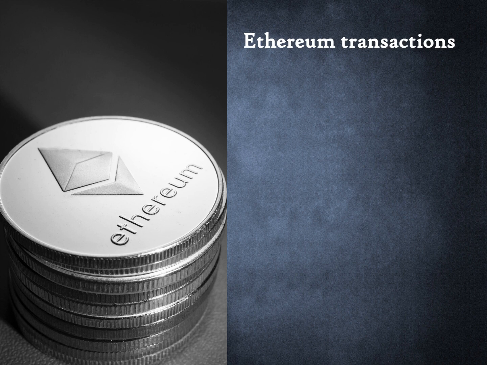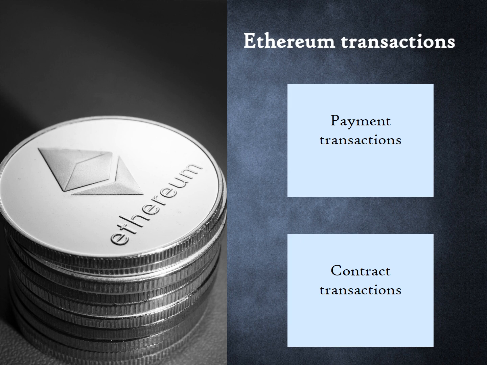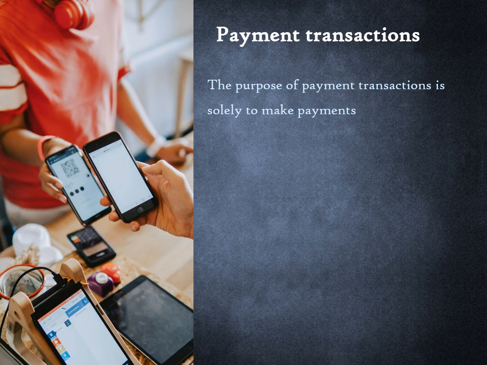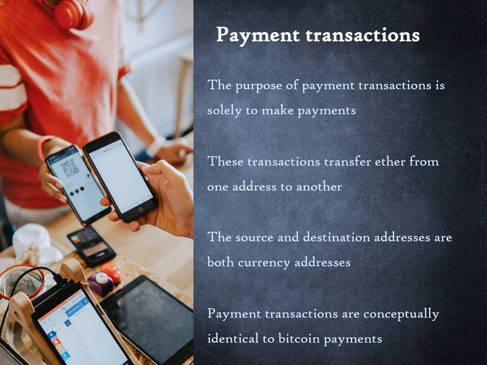Ethereum transactions are broadly of two types: payment transactions and contract transactions. Next, let us look at what these are. The purpose of payment transactions is solely to make payments. These transactions transfer Ether from one address to another. The source and destination addresses are both currency addresses. Payment transactions are conceptually identical to Bitcoin payments.